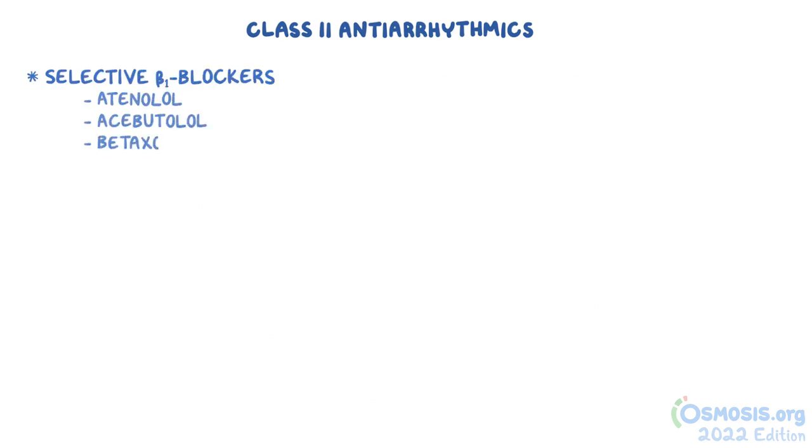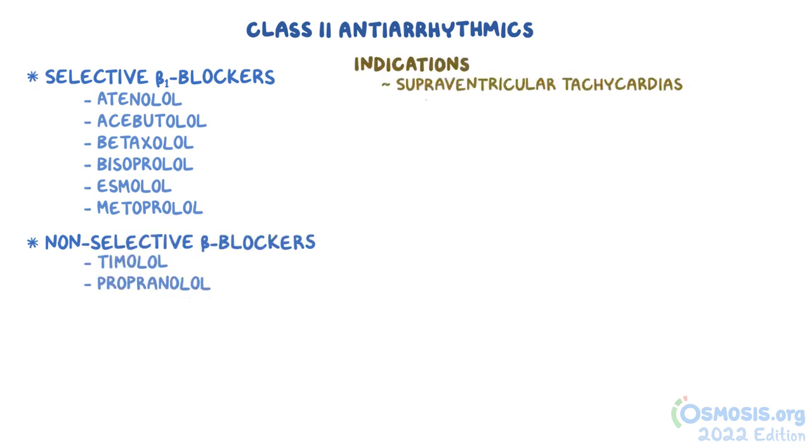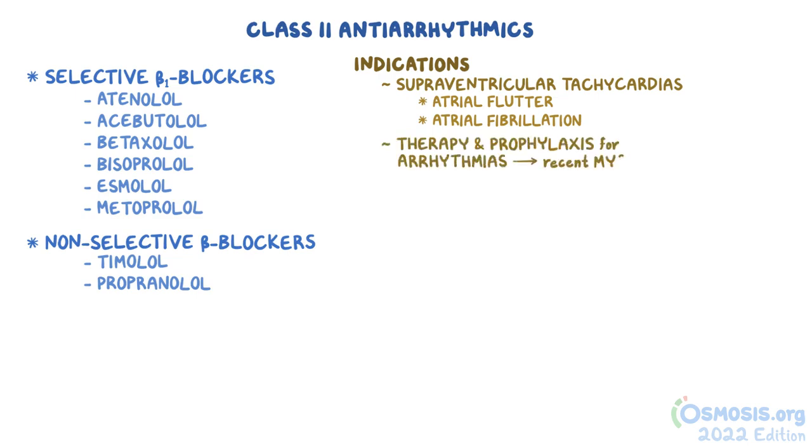Class 2 antiarrhythmics are subdivided into selective beta-1 blockers like atenolol, acebutolol, betaxolol, bisoprolol, esmolol, metoprolol, and non-selective beta blockers like timolol and propranolol. They're primarily used to treat supraventricular tachycardias such as atrial flutter and atrial fibrillation, but also as a part of therapy and prophylaxis of arrhythmias in individuals who experience a recent myocardial infarction.